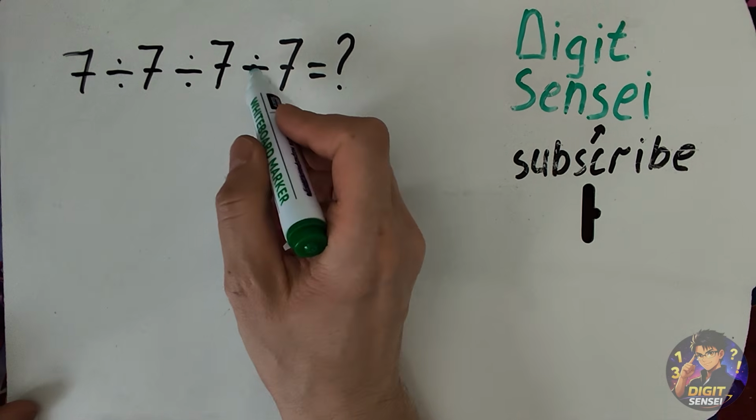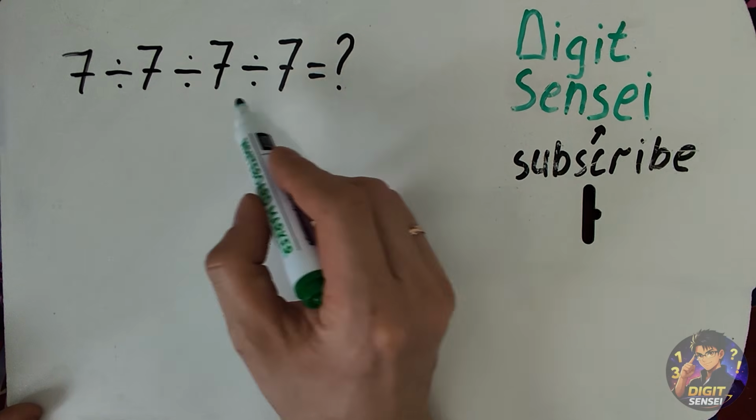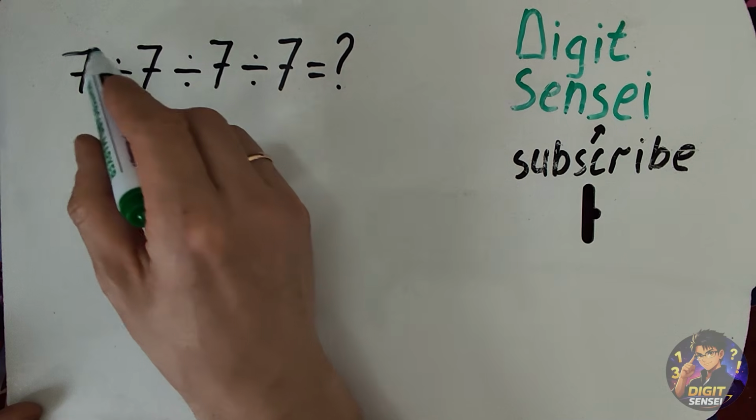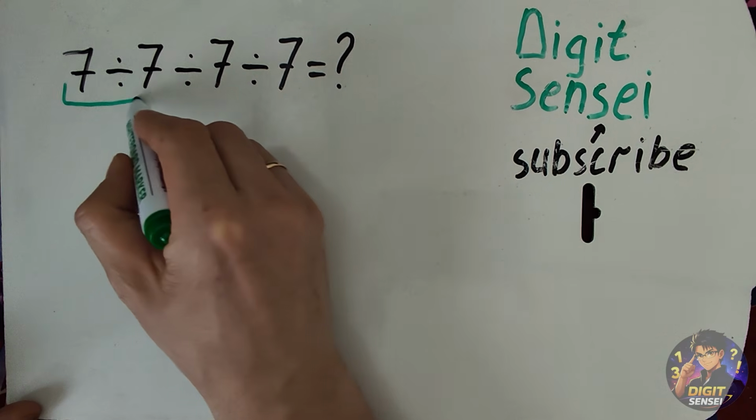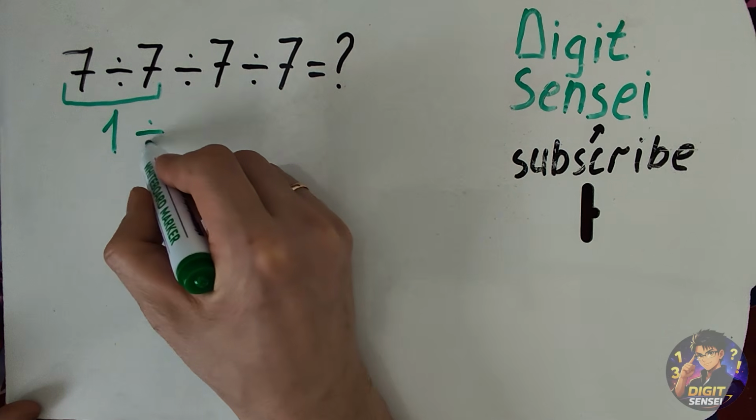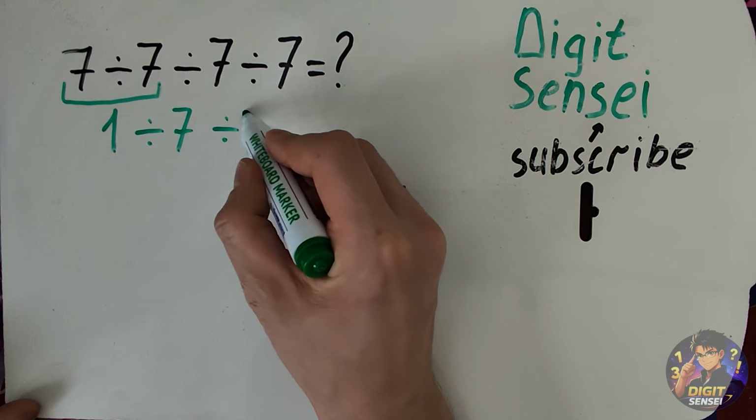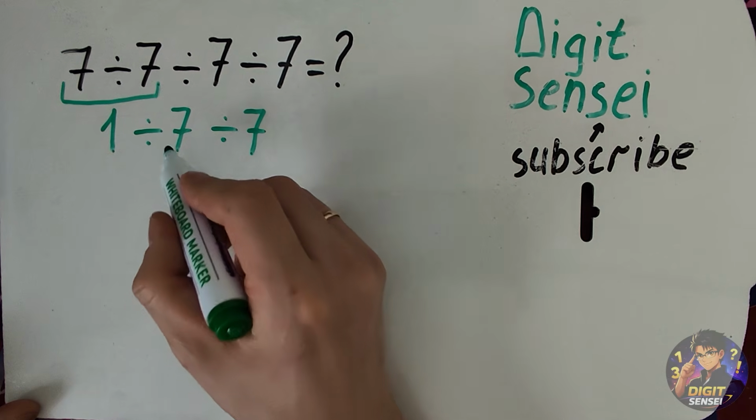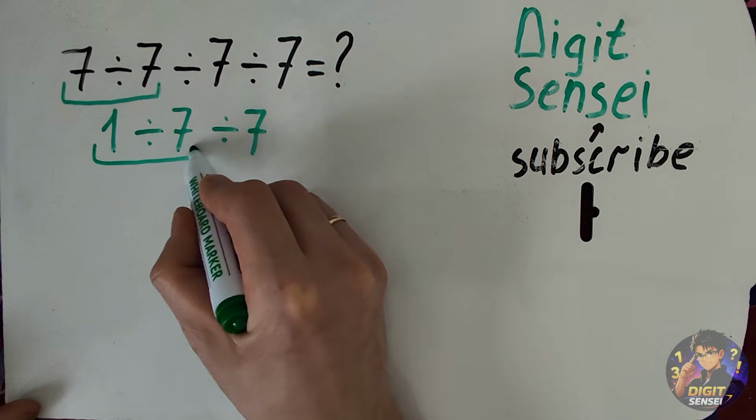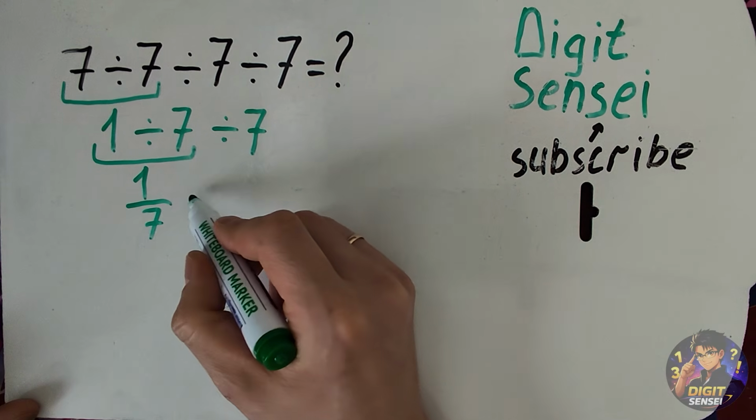According to the order of operations, when we have more than one division in an expression, they have to go from left to right. So here, first we have to do this division. 7 divided by 7 gives us 1. So 1 divided by 7, and again divided by 7. Now we have to do this division. 1 divided by 7 can be written as 1 over 7, then divided by 7.